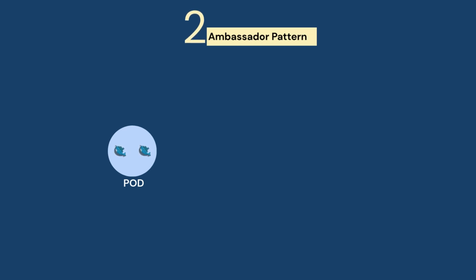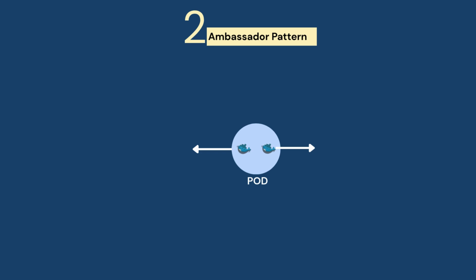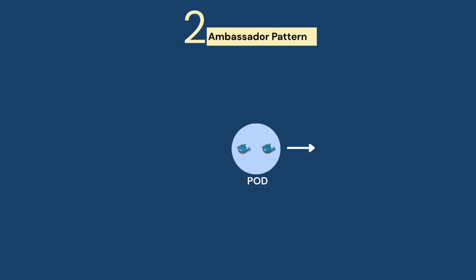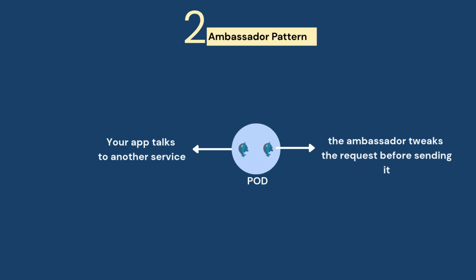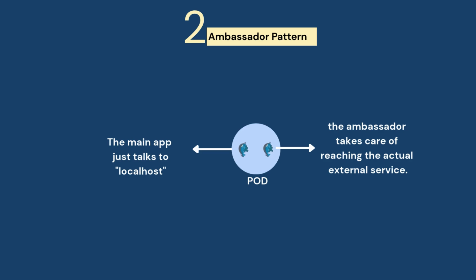Number two, ambassador pattern. In this setup, a helper container acts like a middleman, like a proxy between your application and something outside the pod. For example, if your application connects to a database, the ambassador manages the connection, adds security, or handles failover. And if your application talks to another service, the ambassador tweaks the request before sending it. The main application just talks to localhost, and the ambassador takes care of reaching the actual external service.